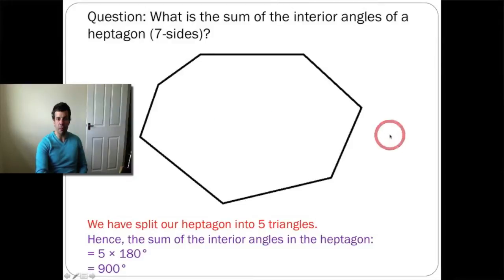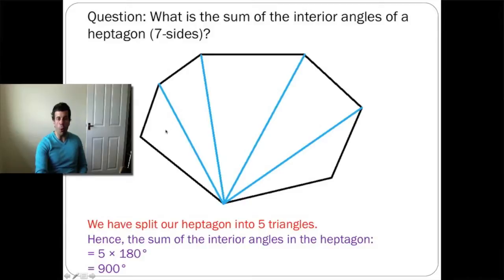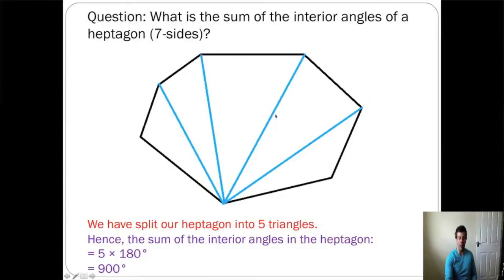900 degrees. So all of the 5 triangles contain a total of 180 degrees each. There are 5 of them, so you need to multiply 5 times 180. The interior angle sum of any heptagon, any 7-sided closed shape, is always 900 degrees, regardless of how big each interior angle happens to be. They will always add to 900.